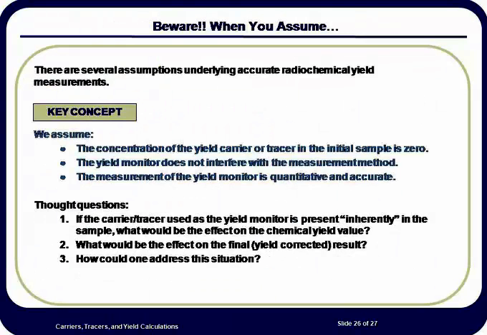The principal assumptions we make regarding yield materials are: the concentration of the yield carrier or tracer in the initial sample is 0. The yield monitor does not interfere with the measurement method. The measurement of the yield monitor is quantitative and accurate. If we are not assured of these three requirements, the analytical results may be biased.